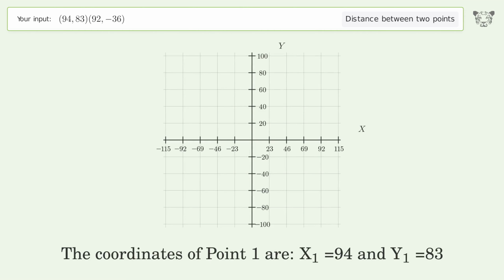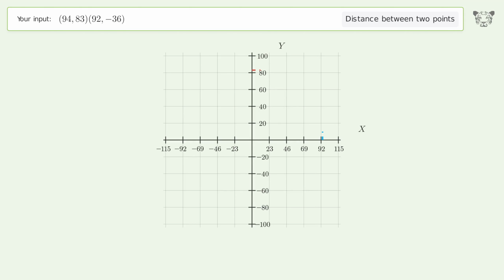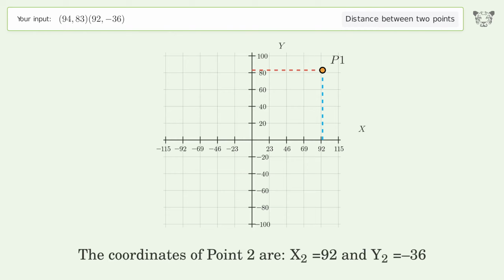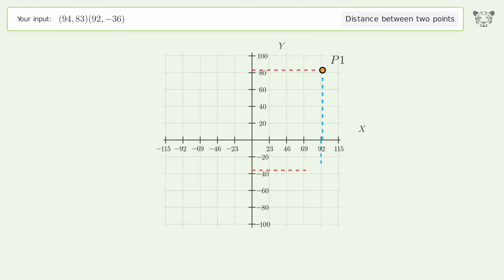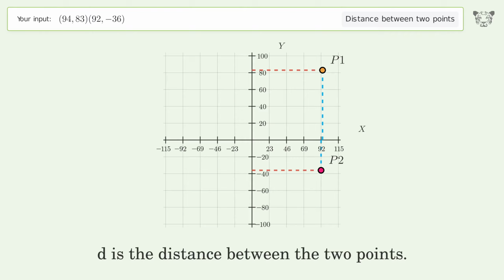The coordinates of point 1 are x1 equals 94 and y1 equals 83. The coordinates of point 2 are x2 equals 92 and y2 equals negative 36. D is the distance between the 2 points.